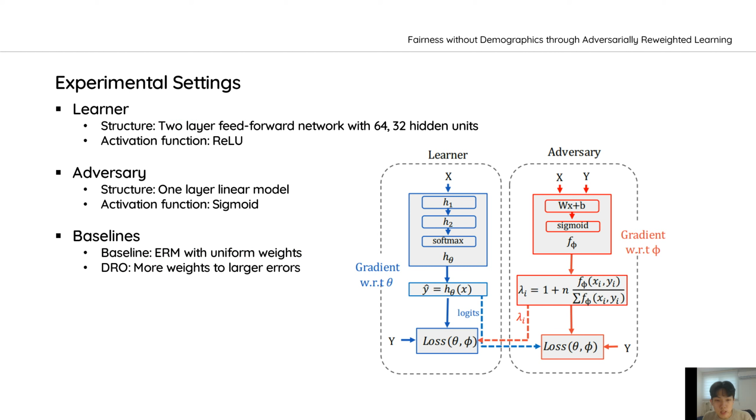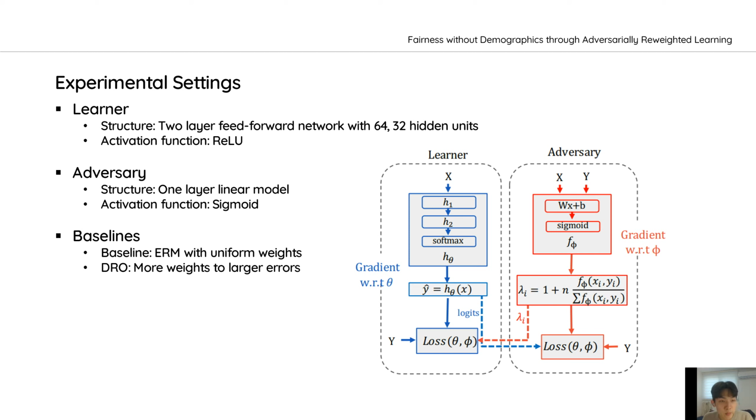For evaluation, they use the following experimental settings. First, they use a learner which has a 2-layer feed-forward network with 64 and 32 hidden units, and they use ReLU as the activation function. And for the adversary, they use a 1-layer linear model. It is an interesting point because it is a very simple model. They use this simple model because a complex model can overfit to outliers like DRO.